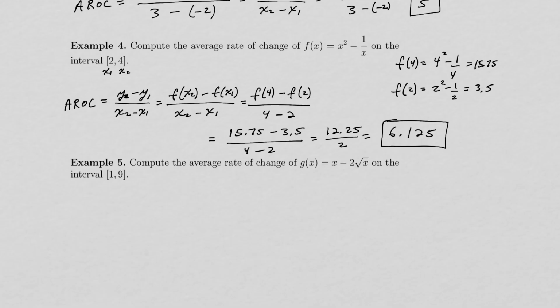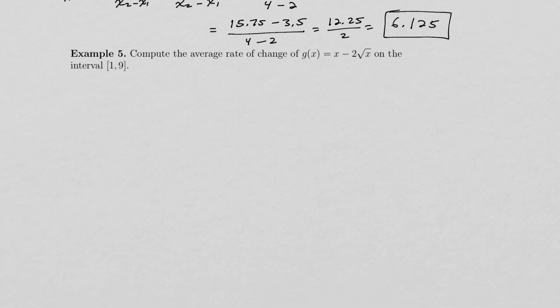Okay, the next example is similar, right? So we're given an equation again. So I want to find the average rate of change. Well, it's going to be g of x2 minus g of x1 over x2 minus x1. Where again, x1 is the 1 here and x2 is the 9, right? Because we want over the interval 1 to 9.